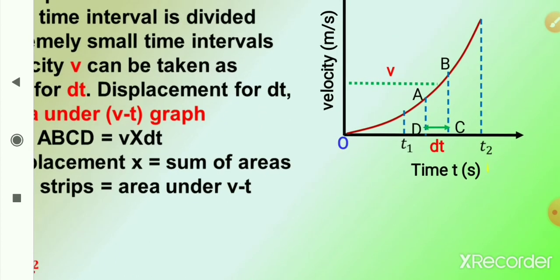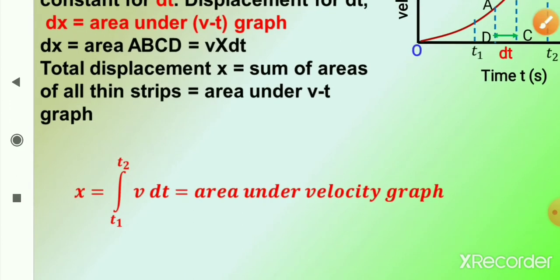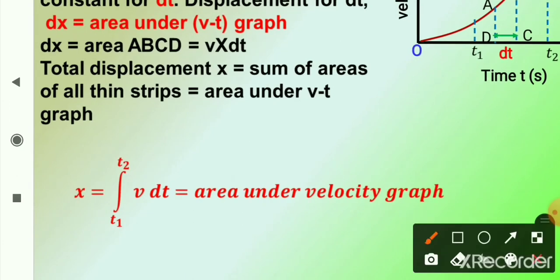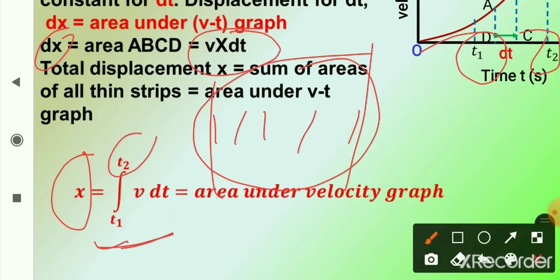And see, how do we represent it mathematically? The mathematical way of writing it is integration. As I've told you, integration means adding small pieces between any two given limits. So the total displacement x is equal to the integration of v dt, lower limit t1, initial time, upper limit t2, final time. So integration from t1 to t2 of v dt, and that is the area under the velocity time graph.